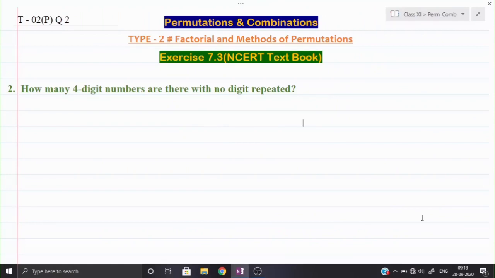Hello students, today we are going to start from the second question of exercise 7.3. Already we have finished till question number 1. So let us see from the second question.